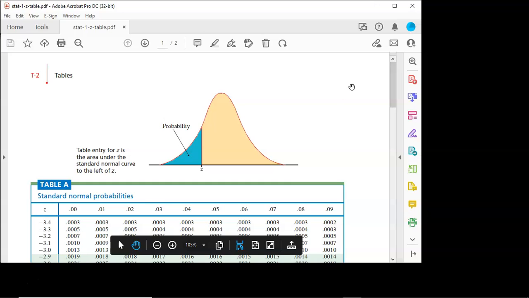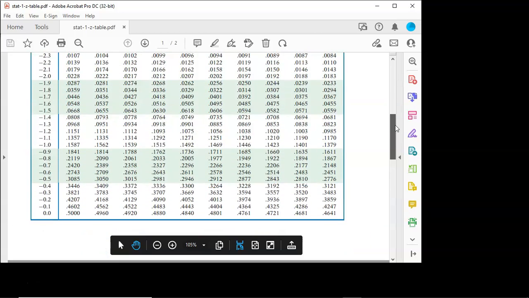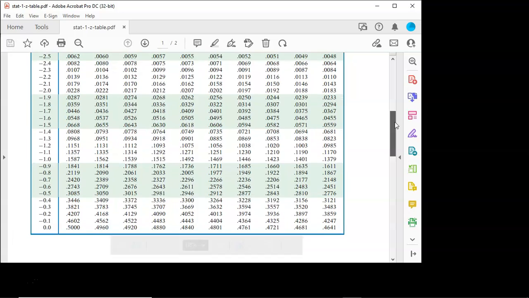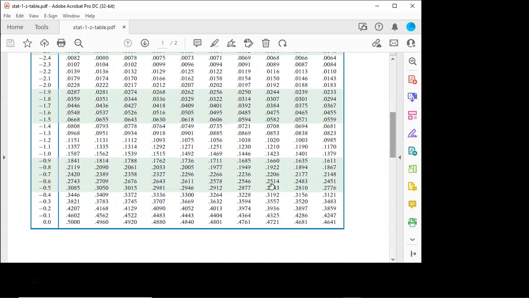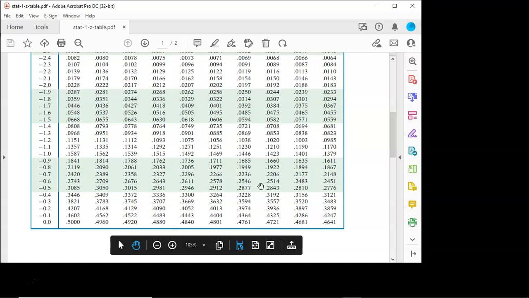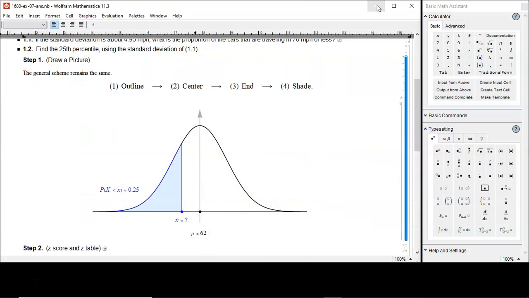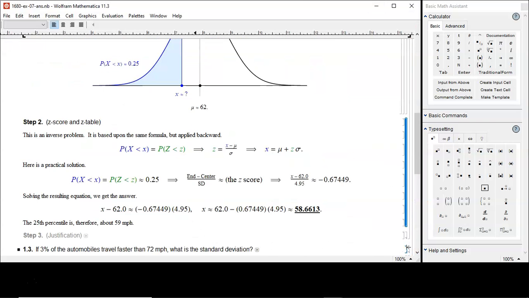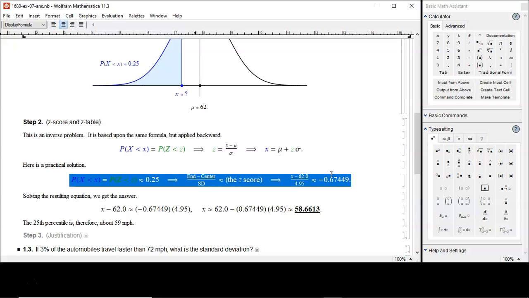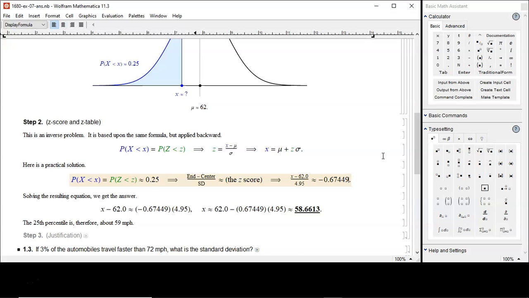Where is it? From the first page, closest to 25%, 0.25. Right here, 0.67 or 0.68, somewhere in the middle, 0.675. Here I use a little bit more accurate figure, 0.67449. But if you look up the table, you're going to get 0.675, approximately speaking.